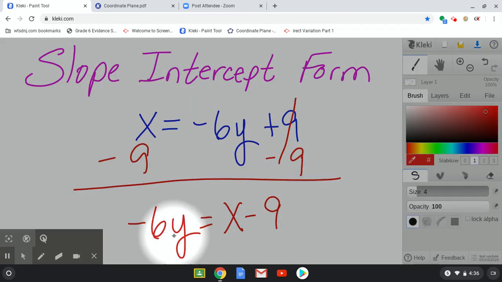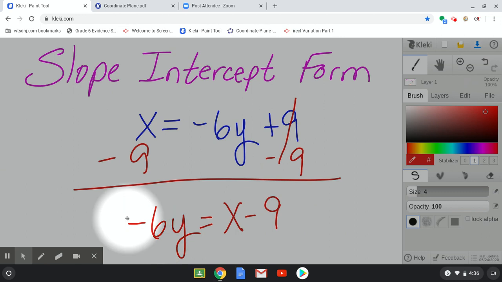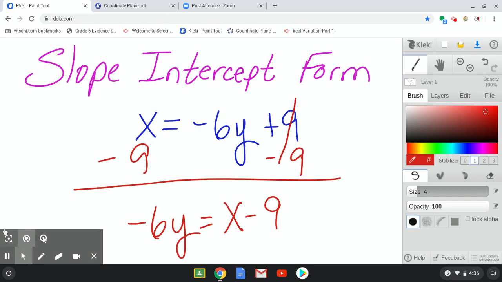Well, it's great. I have my y on the left side, but I still have a -6 with it. My y needs to be just a +1. So in order to get rid of this -6, this is multiplication, I have to do the opposite, which is dividing. Now, one thing you're going to want to do is, I don't have a number in front of this x. I'm going to put 1 there just to make it a little bit easier. So I am going to divide all of my numbers by -6.